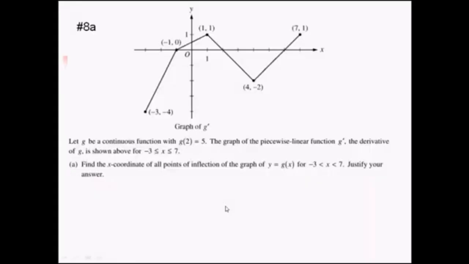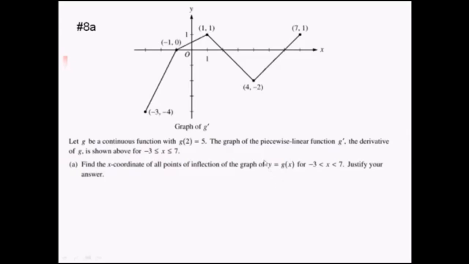For the next set of problems, we have a graph of g prime, and they're telling us that g of 2 is 5. And this is all for the interval from -3 to 7. For part A, they want us to find the x-coordinates of points of inflection for the graph, and then justify the answer. Okay, and they're asking for points of inflection for g.